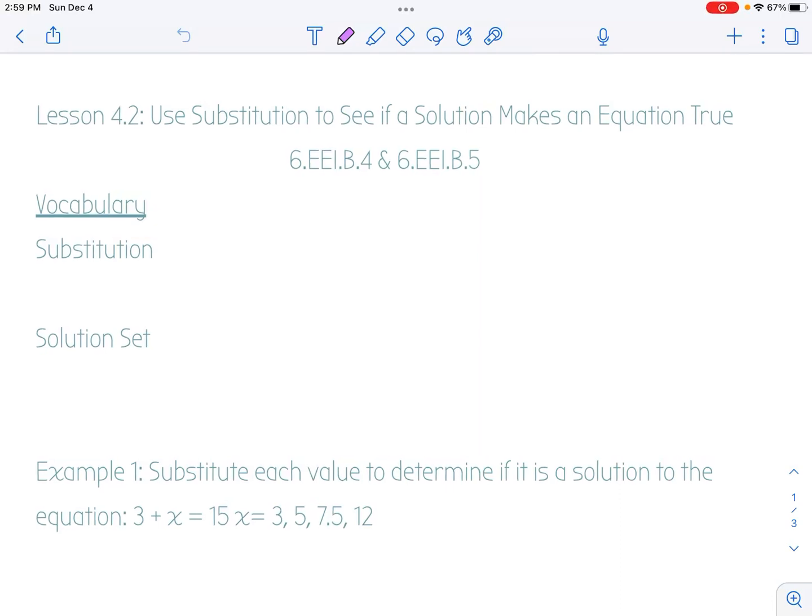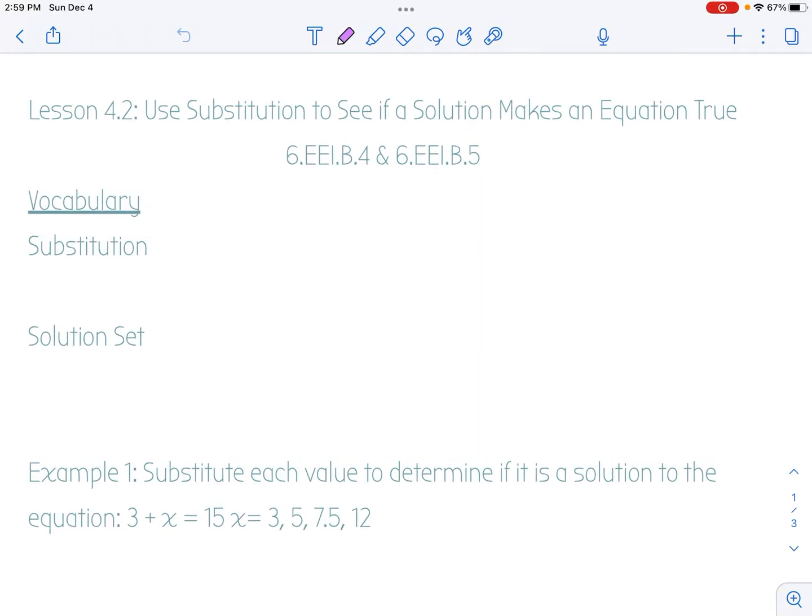In this video, we are going to be using substitution to see if a solution makes an equation true. So our key vocab words here are substitution and solution set. Substitution means to plug in, or to substitute. For instance, if you're playing a basketball game and you're substituting yourself in for one of your teammates, you're going into the game and your teammate is coming out. With equations, we are plugging numbers into an equation, and we will do some examples in a second.